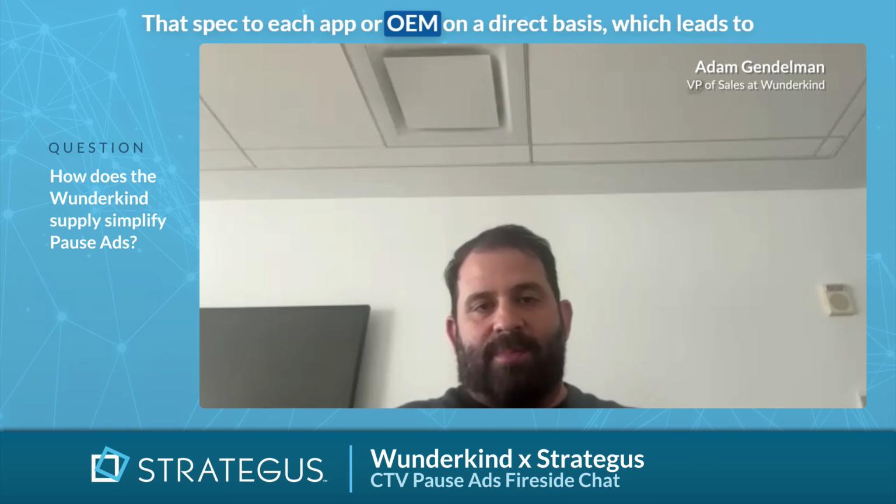So, the idea is that our inventory is available across each major app or OEM, the ones I mentioned of the world, where we're able to run one creative asset on each of those with one deal ID. Instead of, the traditional way is that you would have to traffic that spec to each app or OEM on a direct basis, which leads to longer time in the platform for a buyer, longer time trafficking things.